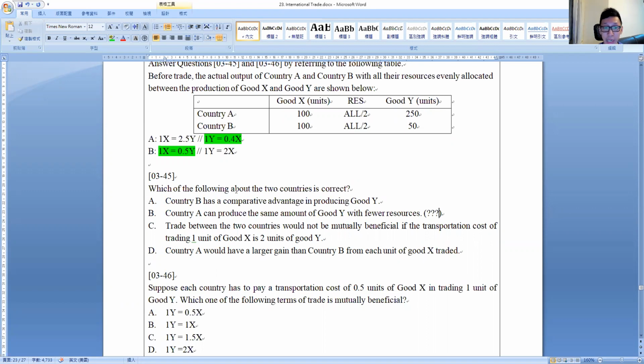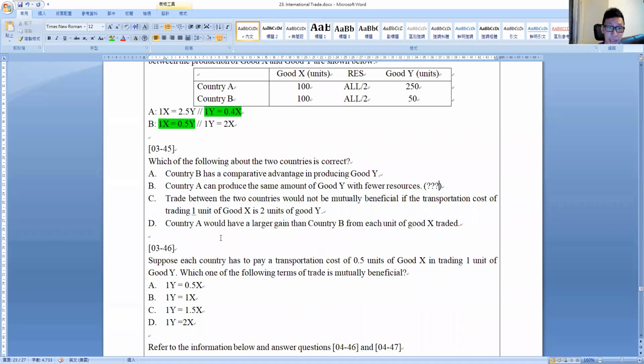Country A will have a larger gain than country B from each unit of good X traded. Okay, now the thing is, it says country A gain more than country B. Do you know? No, you do not know because we are not aware of the terms of trade. 我哋唔知個 TOT 幾多啊 Okay, we do not know anything about the terms of trade. Okay, therefore we cannot conclude which of them would gain more. 唔得啊，得唔得？So answer would be C.